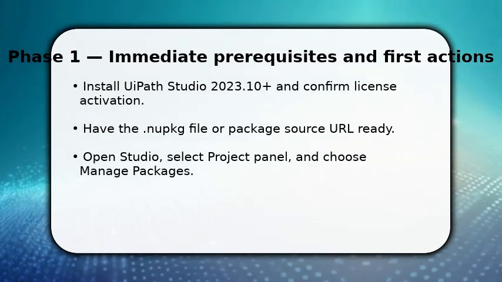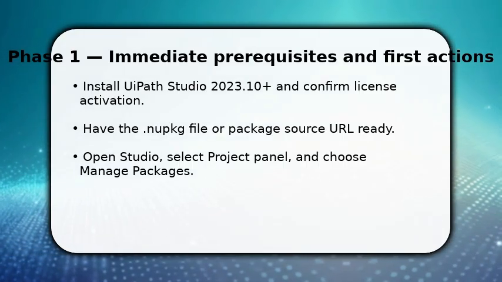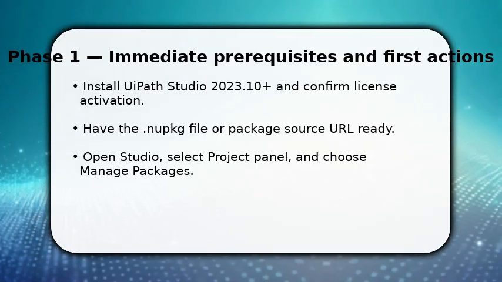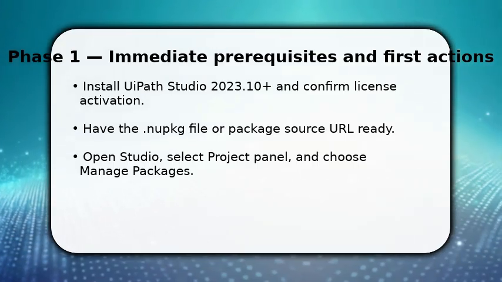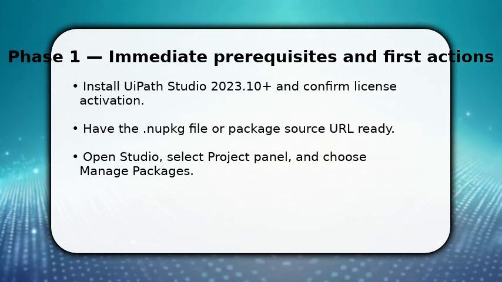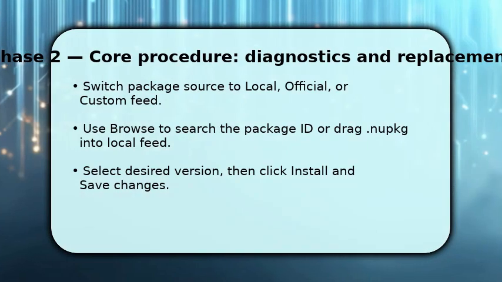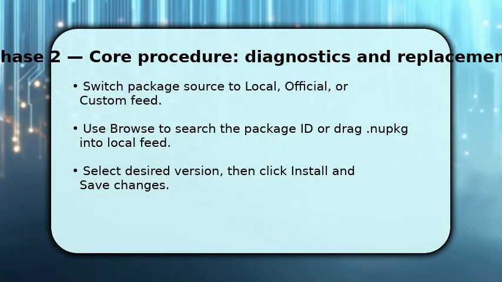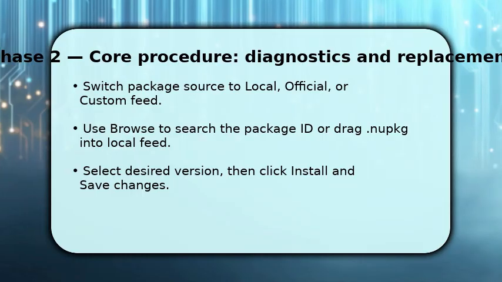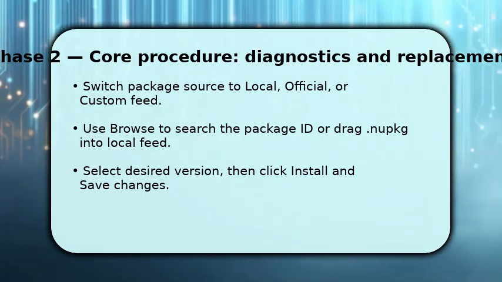Next, open Manage Packages from the menu. This is where you access local, official, or custom feeds. Make sure to switch to the correct package source, so Studio will look where your package actually resides. Once Manage Packages is open, switch the source to local, official, or your custom feed. This directs Studio where to search.